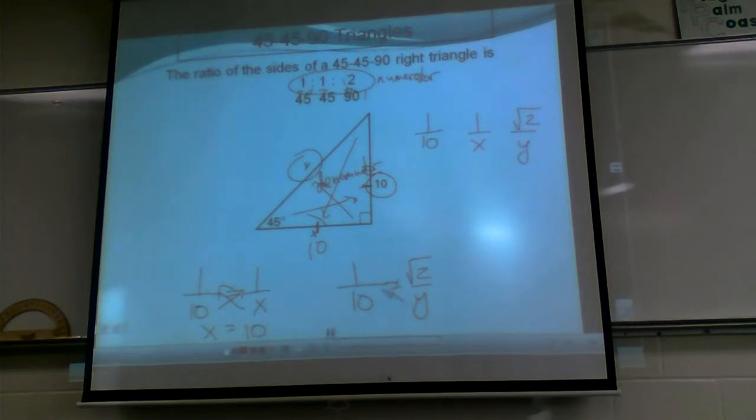For this one here, when I cross multiply, I get y times 1, which is y, and 10 times square root of 2, which is just 10 square root of 2, because these need to be in simplest radical form. Don't multiply them out. The only time you might multiply them out is if it's a real world word problem. Then it would make sense to have a decimal answer. Otherwise, if you're just solving for side lengths, that's what I'd be looking for, your x and y.